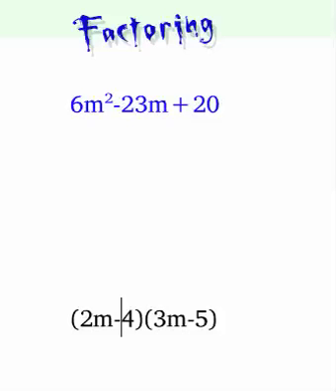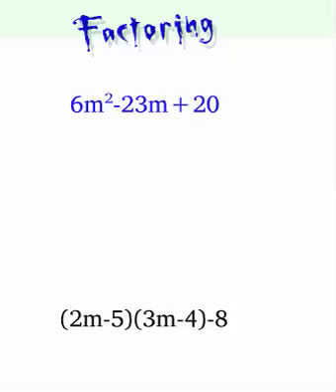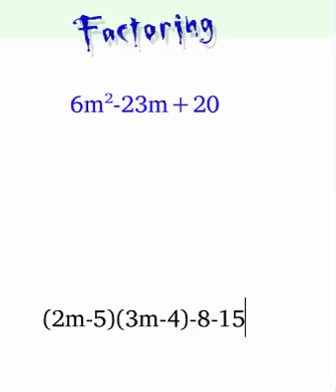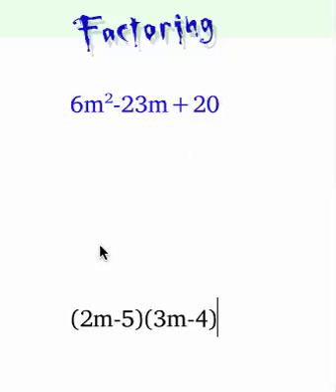So instead, I'm going to try 5 here and 4 over here and see how that works. So here I have negative 8 and negative 15. Okay, negative 8, negative 15 is negative 23, so that does work. Okay, so what we were after is two numbers that multiply to give 6. The 2m and the 3m multiply to give us 6. The negative 5 and the negative 4 multiply to give us 20. But does the 2m times the negative 4 added to the negative 5 times the 3m give us negative 23? Okay, and that's how trial and error works.